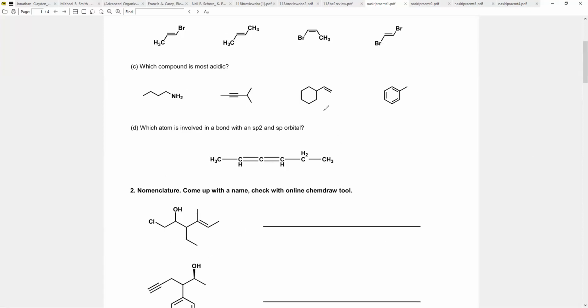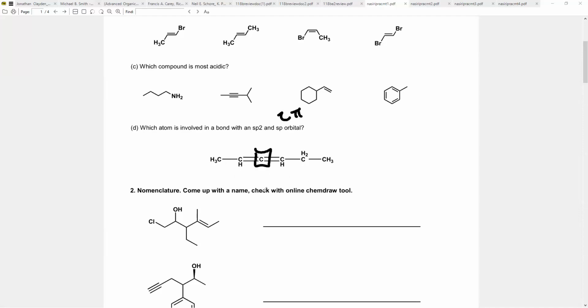Which atom is involved in sp2 and sp bonding? The key phrase here is the sp2 and the sp. Sp is what we're looking for. If we can find the sp bonded atom, we probably found the answer. So any atom with 2 pi bonds. This has no pi bonds. This has 1 pi bond. This has 1 pi bond. This has 2 pi bonds. So it's this atom here.